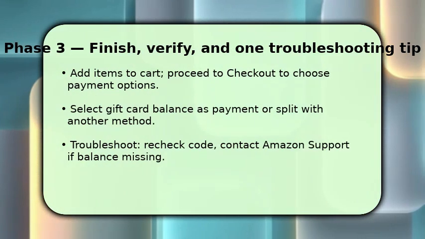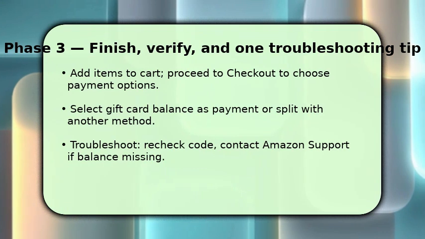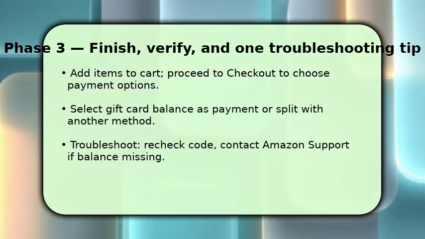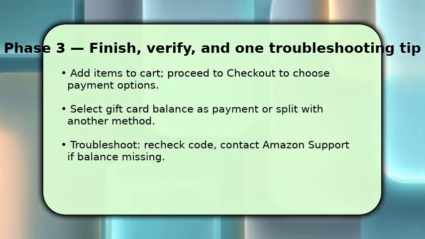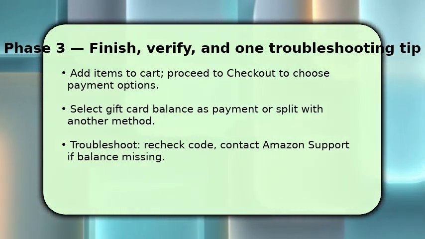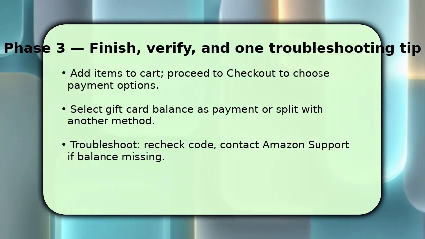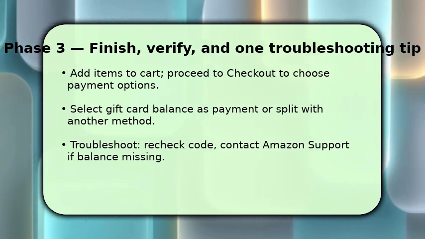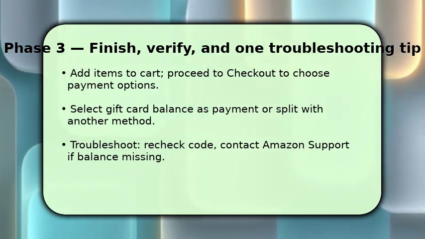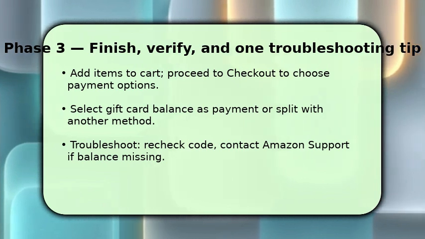At checkout, you add items to your cart and proceed, then select your gift card balance as the payment method so Amazon deducts funds automatically. If the balance doesn't cover the full order, choose a secondary payment method to pay the remainder. Amazon splits payment cleanly. Make sure the shipping address and currency match the card's country.